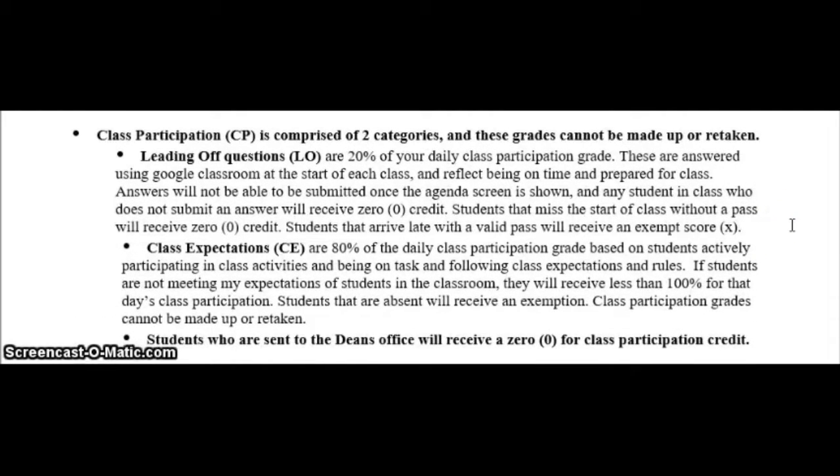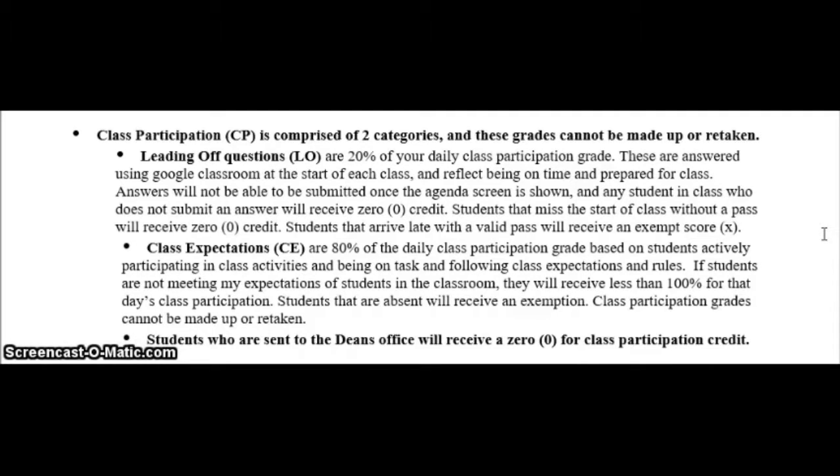Class expectations, labeled as assignments with CE and then the date, are 80% of the daily class participation grade based on the students actively participating in class activities and being on task and following class expectations and rules. If students are not meeting my expectations of the students in the classroom, they will receive less than 100% for that day's class participation. Students that are absent from class will receive an exemption. Class participation grades cannot be made up or retaken.